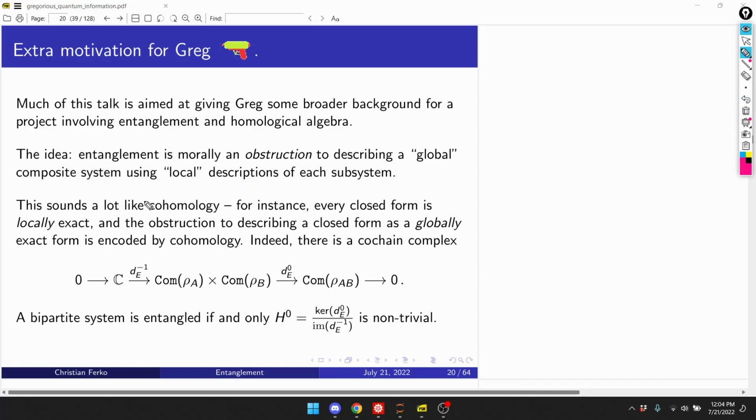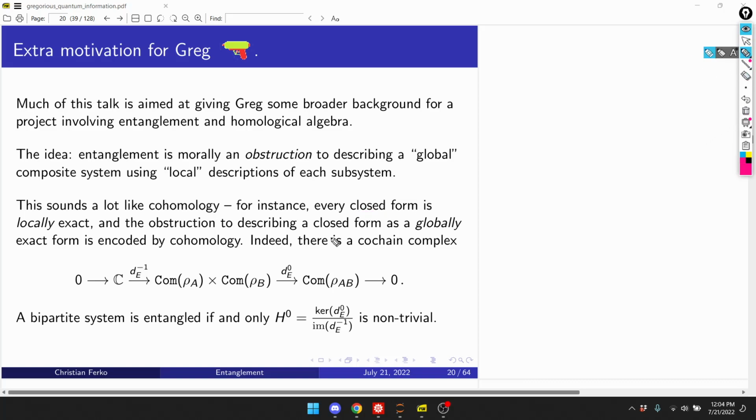Now that sounds a lot like cohomology, right? So for instance, in de Rham cohomology, by the Poincare lemma on a very small open set, every closed form is locally exact, but generically you cannot describe a closed form as globally exact, and the obstruction to doing that is measured by cohomology. So that sounds a lot like entanglement. And indeed, this can be made precise.